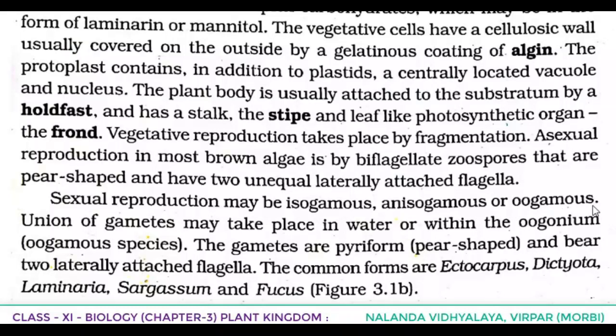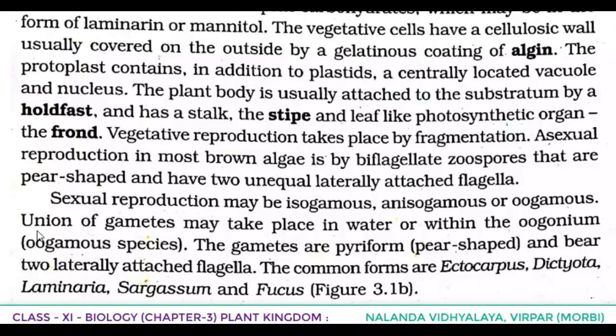Now you have to remember, every time we will repeat this terminology: isogamous, anisogamous, oogamous. What do you mean by isogamous? Two gametes of similar size are coming for fusing. In anisogamy, the gametes are of dissimilar size. And in oogamous, the female gamete is big and stationary, and the male gamete is small and motile. So all these types of reproduction you have to understand and remember.